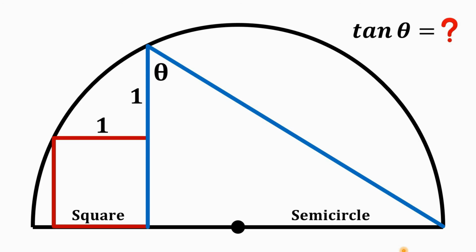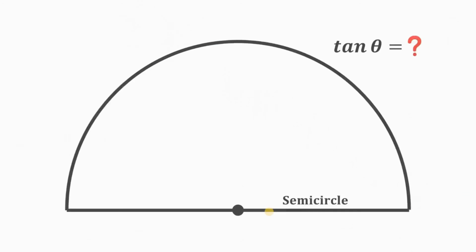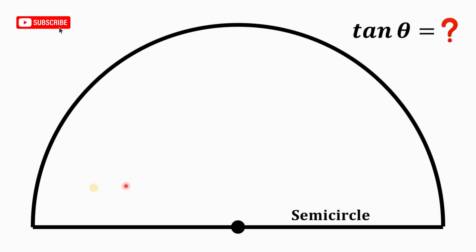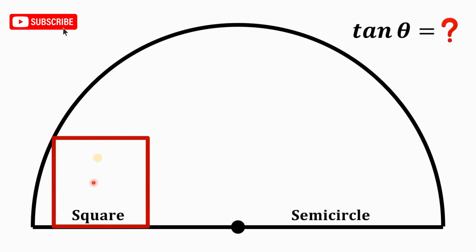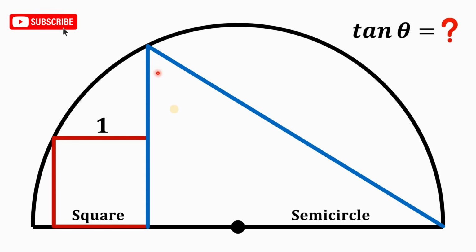Today, we will answer a geometry challenge coming from one of our followers. And the question goes like this. Let's start with a semicircle. Now let's draw a square like this, with a side length of 1 unit. Now let's extend one side of the square, and let's draw a chord like this.